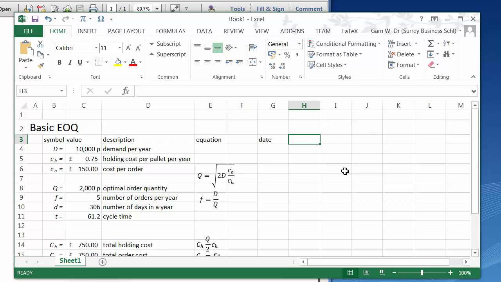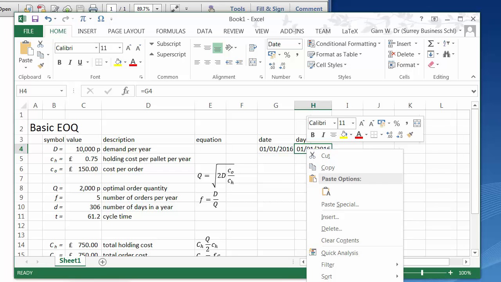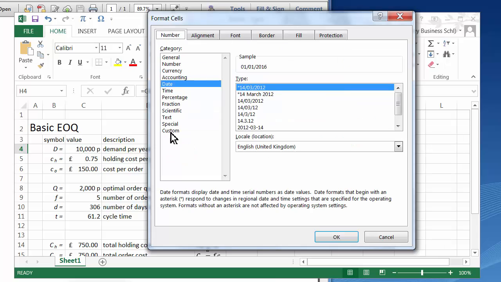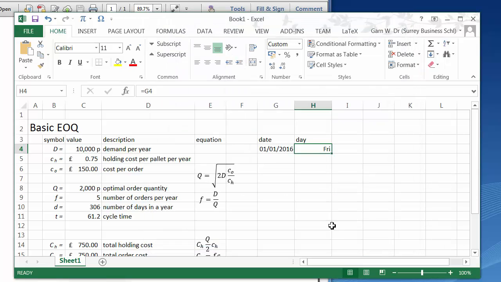Let's also look at which weekday that is. So date, let's start with the 1st of January 2016. I'm not sure whether any supplier will actually supply anything on that day. What kind of day is that? So let's format cells, and let's go to date, custom, and let's say we want to know the day. So it's a Friday.